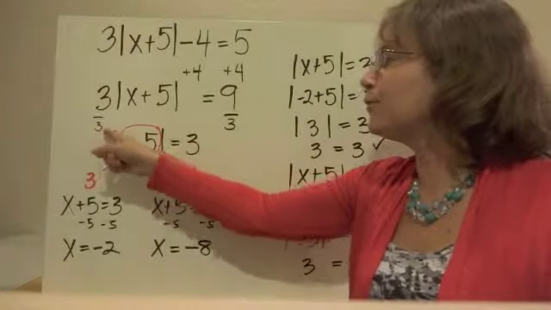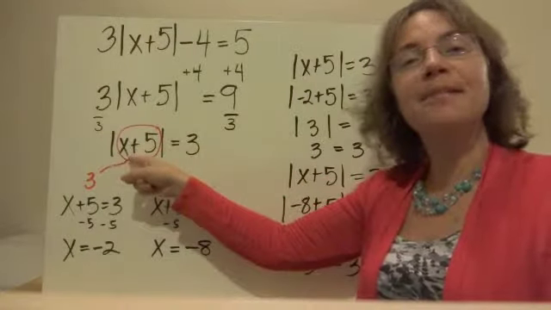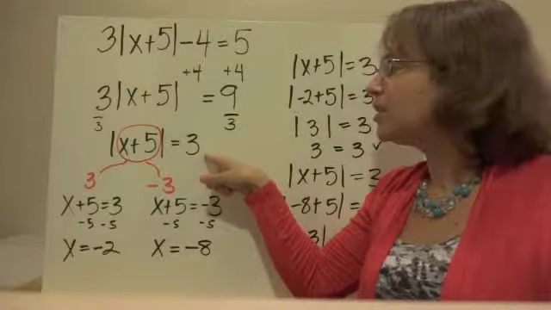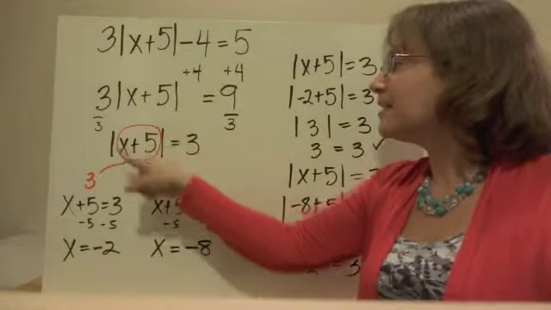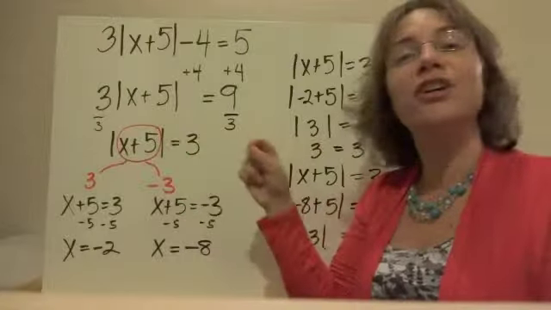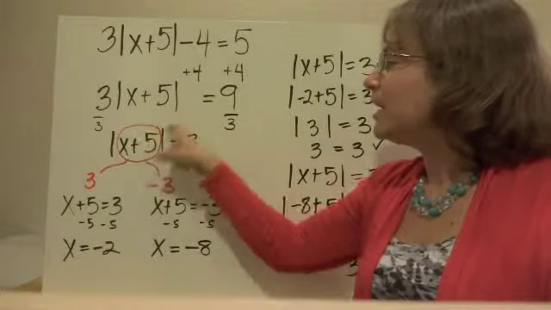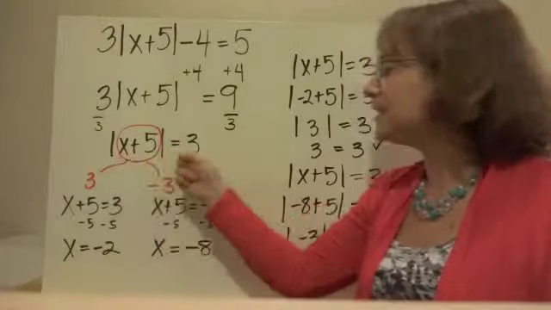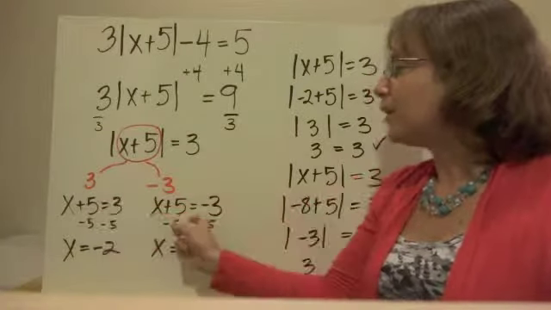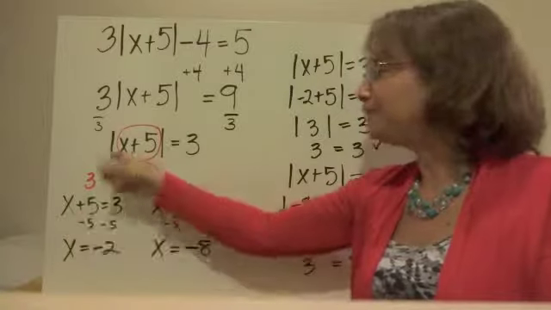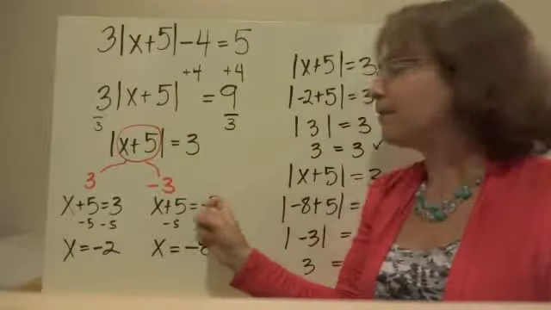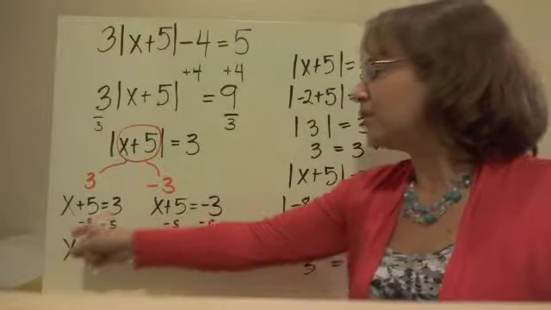Now we have 3 over 3, which is just 1, times the absolute value of x plus 5, and that's equal to 9 divided by 3, which is 3. Now what this says is we want our distance inside here to be 3. So in here can be a 3 or a negative 3, because when we take that distance, we get 3. So we've got two equations. We have x plus 5 is equal to 3, and we have x plus 5 is equal to negative 3. And we can go ahead and solve those equations.